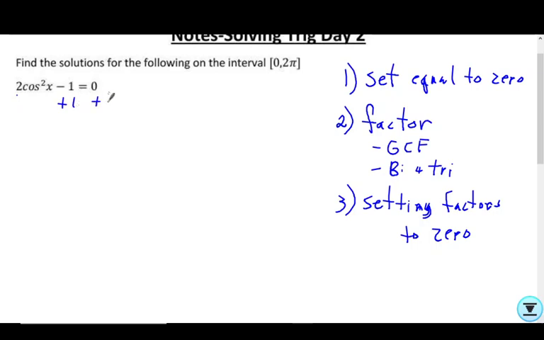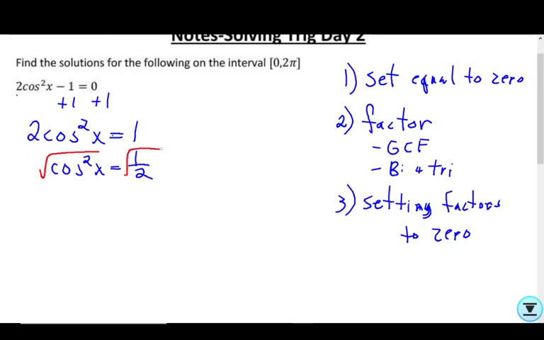We're going to add 1 to both sides and get 2 cosine squared x equals 1. Divide both sides by 2. You're going to get cosine squared x equals 1/2. Then, to get rid of the squared, use square root. That means you're going to get cosine x equals plus or minus the square root of 1/2.